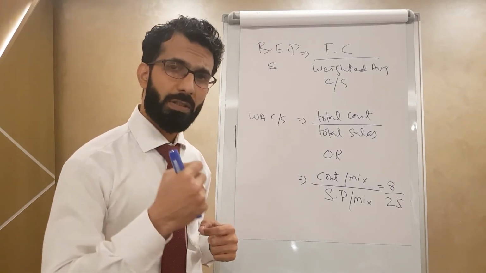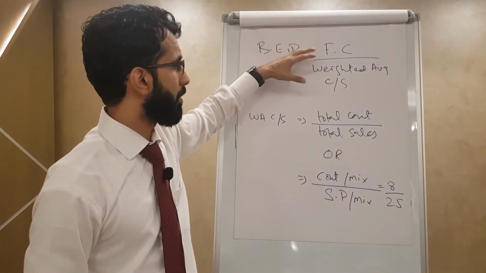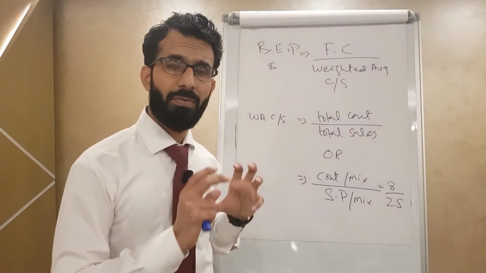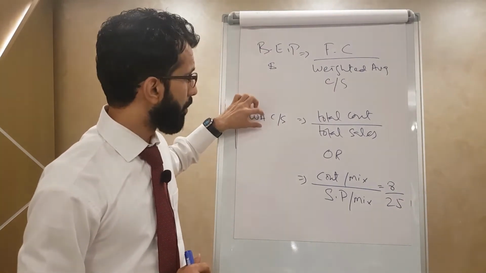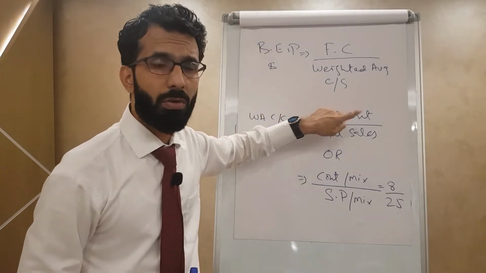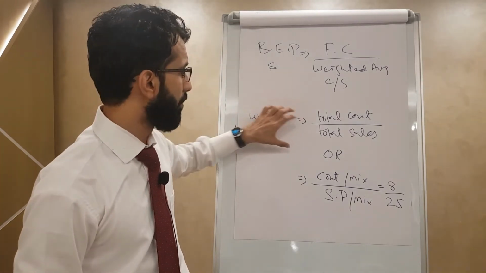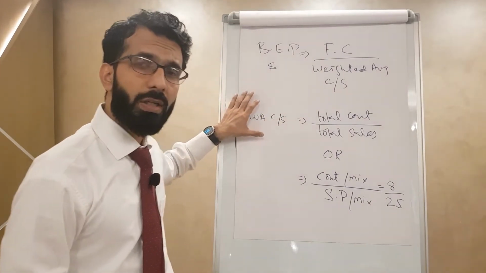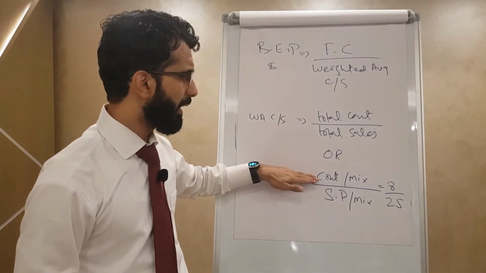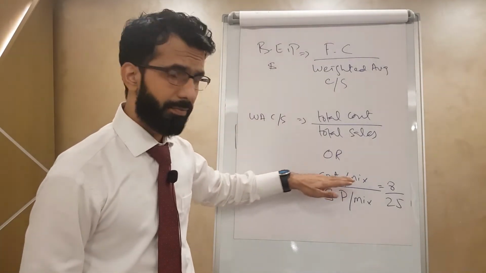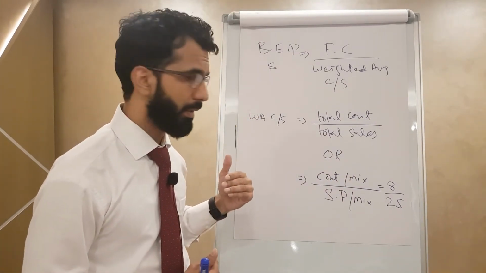if you are assuming a constant mix, then you have to take the weighted average CS ratio and divide the fixed cost by it. What is the weighted average CS ratio? It reflects both products. So if you want to calculate the weighted average CS ratio, the contribution to sales ratio, you can take the total contribution of both products and the total sales of both products and divide, and you will get the weighted average CS ratio. Or if total numbers are not available and per unit data is available, then you can take the contribution per mix and the selling price per mix. Again, you can calculate the weighted average CS ratio.